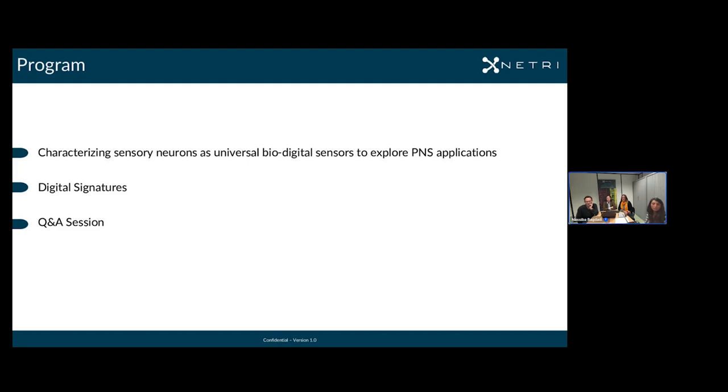So just to give you a quick overview of today's program, we'll first discuss how characterizing sensory neurons is important and can be used as universal biodigital sensors to explore applications such as PNS applications. We'll then go through how we create digital signatures, and we'll of course finish with a quick Q&A session. In case you have any questions, do not hesitate to write them in the chat of this webinar.